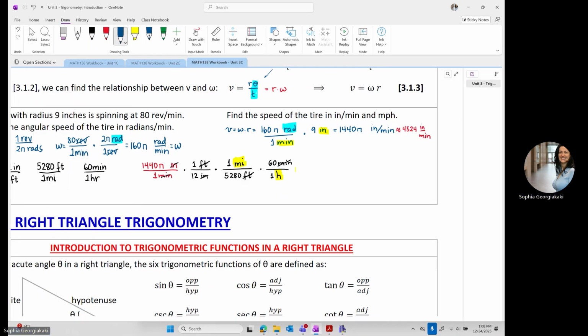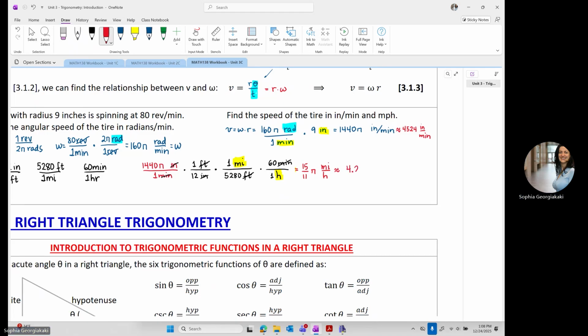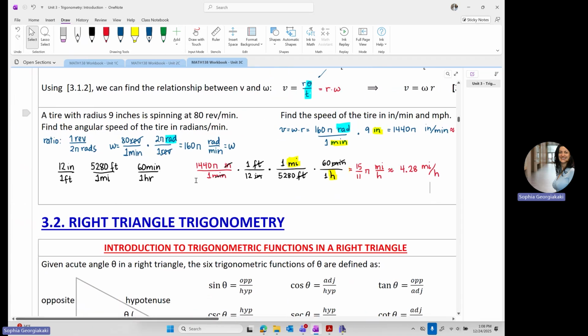So this is 15 over 11 pi miles per hour. And now I'm going to multiply by pi, and then let's round to the nearest hundredth. So 15/11 times pi. And to the nearest hundredth is 4.28 miles per hour. This concludes our applications of angles.